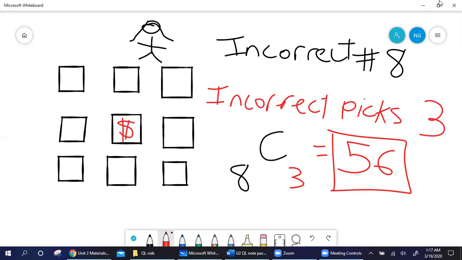Now for part B, what is her probability of winning? This is kind of hinting towards what we're going to do in the final unit of the semester. Well, the total selections would be 9 boxes, and she's picking 4. So this is the grand total. We don't care about the $1 million or not. The total is 9 choose 4, which is 126.